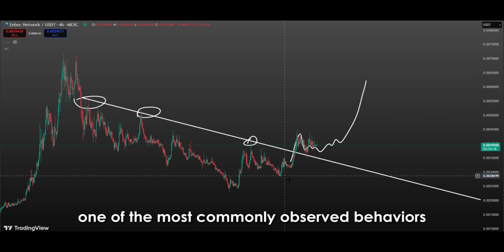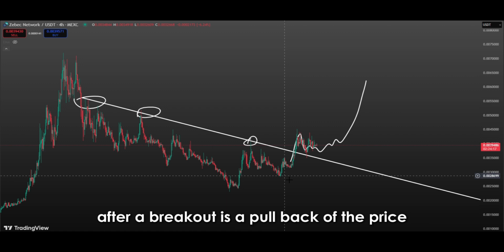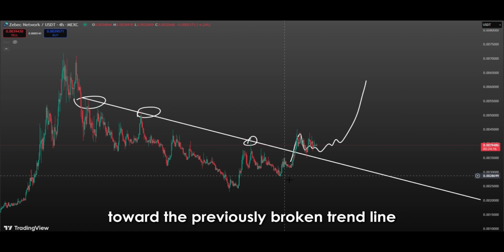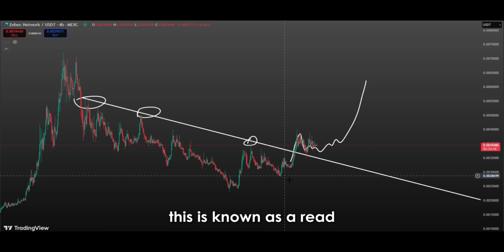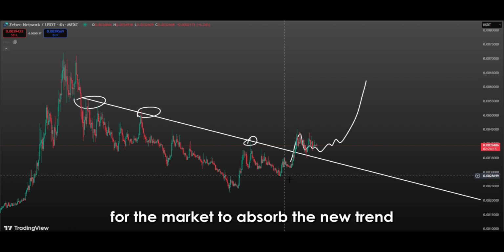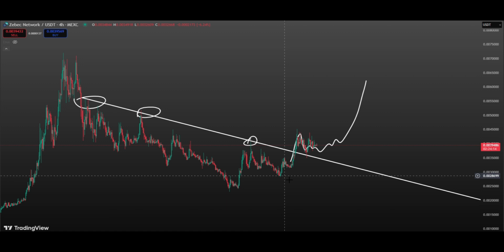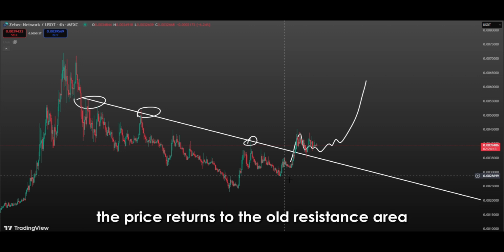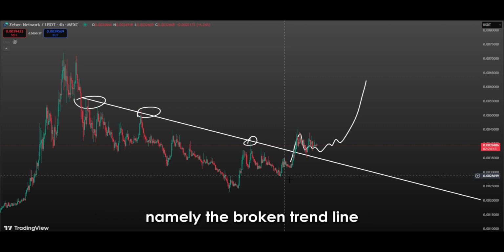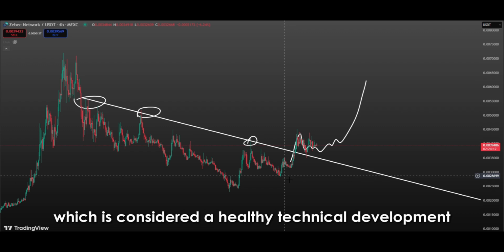One of the most commonly observed behaviors after a breakout is a pullback of the price toward the previously broken trend line. This is known as a retest in technical analysis and is generally a necessary process for the market to absorb the new trend. During a retest, the price returns to the old resistance area, namely the broken trend line, and tests this level as support, which is considered a healthy technical development.